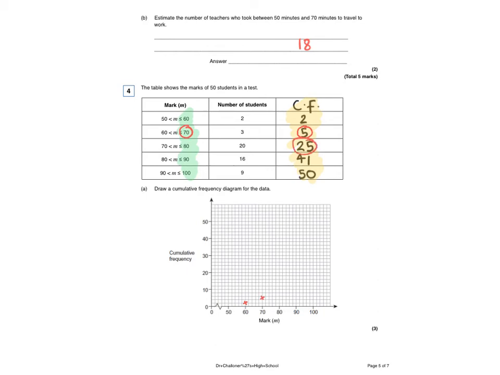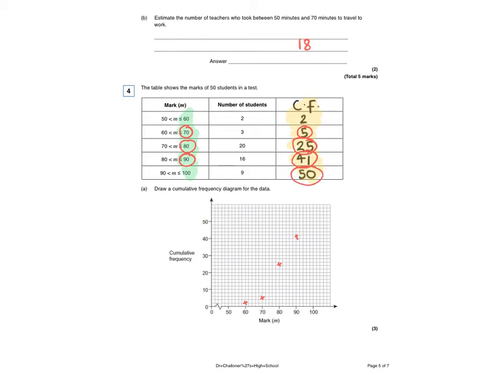25 people got up to 80 marks. So I find 80 marks and I plot that against 25, checking that I'm doing that carefully. 41 people got up to 90 marks, so find 90 carefully. And you may find it helpful to use a ruler and then plot that against 41.